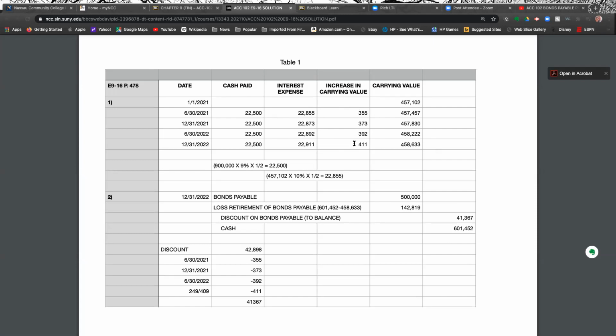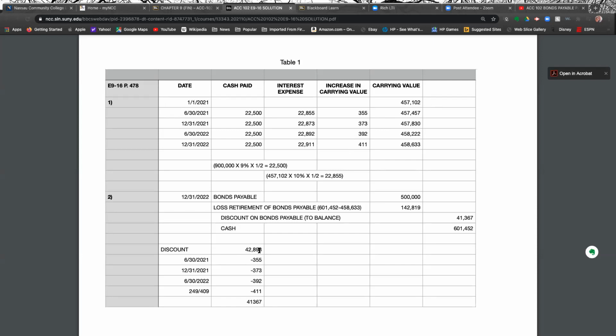Now, what's the beginning balance in the discount on bonds payable account? It's the difference between the amount that they were sold for and the face amount. So the difference between 500,000 and 457,102 was 42,898. Right?